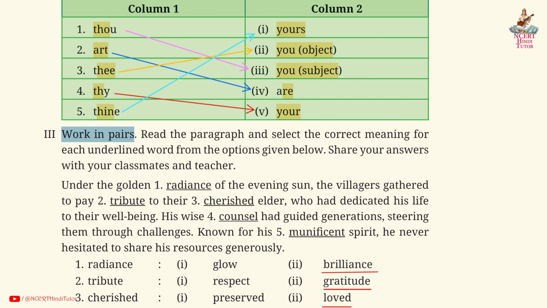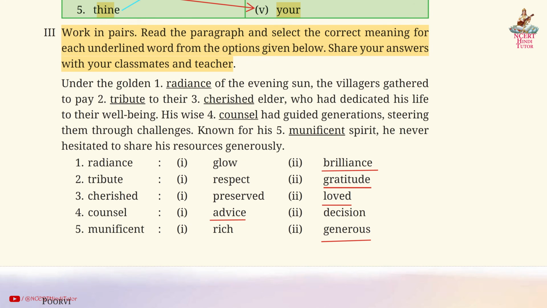Third, work in pairs. Read the paragraph and select the correct meanings for each underlined word from the options given below. Share your answers with your classmates and teacher. So friends, you read the paragraph. Radiance means brilliance. Tribute means gratitude. Cherished means loved. Counsel means advice. Munificent means generous. So friends, you can underline them accordingly.